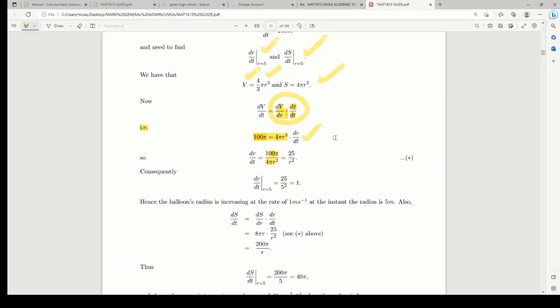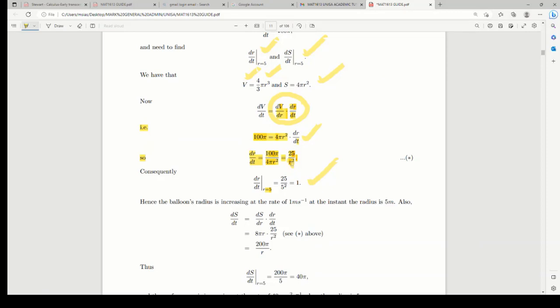When you reduce further and do your cancellations, you end up with 25 over r squared. But at the instant when the radius is 5, you substitute r equal to 5 in the denominator, and 5 squared, as we know, is 25. So that's equal to 1. So the instantaneous rate of change of the radius with respect to time is equal to 1.